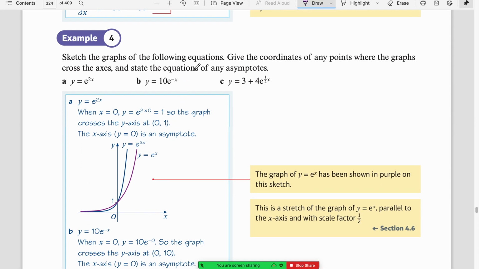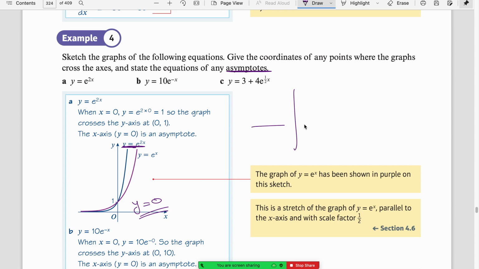Sketch the graph of the following equations, giving the coordinates of any points where the graph crosses the x-axis, and state the equation of any asymptote. Okay, y is equal to 2 raised to power x. There is this sketch, and what the asymptote is. Basically, the line where the graph comes closer to it but never touches is the asymptote. In this case, we know that y is equal to 0 is the line the graph is not touching but it is coming closer to. So that is the equation of the asymptote.